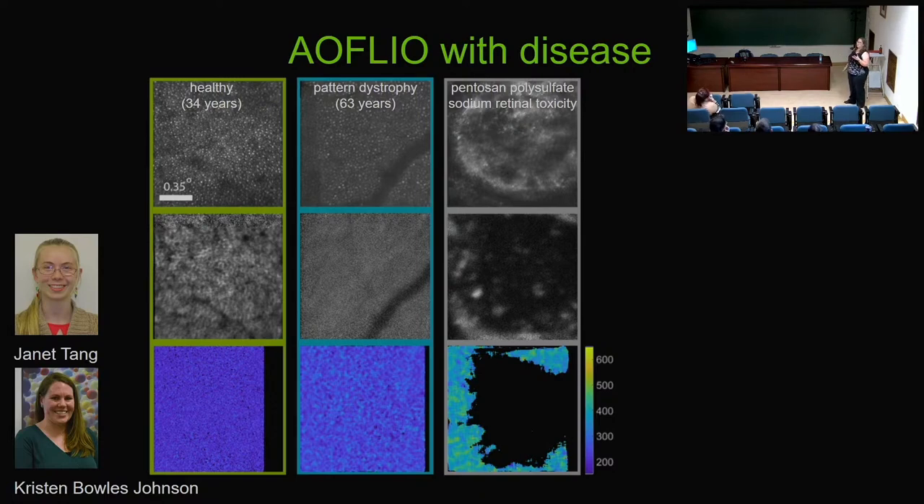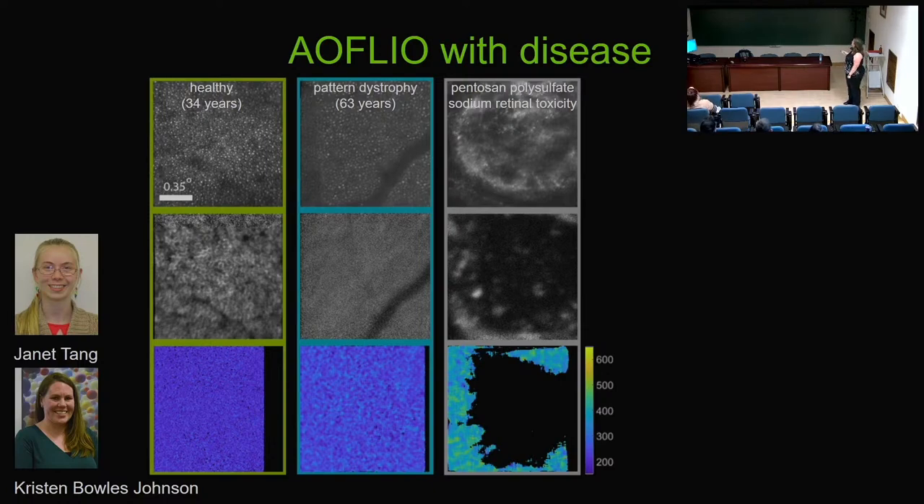This is a drug used for treating urinary problems, and it leads to a retinal toxicity that's very similar in its phenotype to AMD, but happens at a much younger age. And so Kristen's actually been using this as a model of AMD and looking at various characteristics.